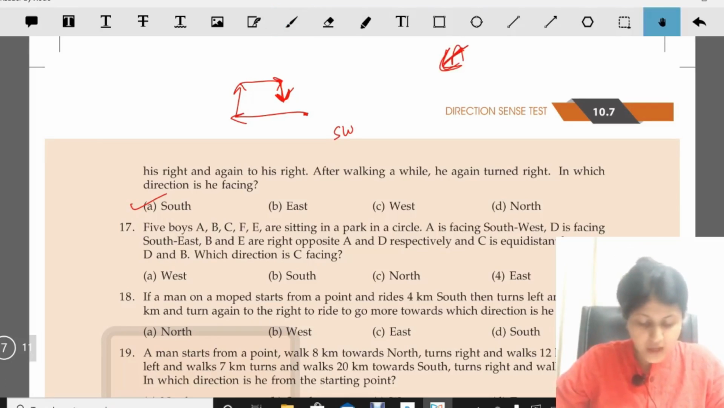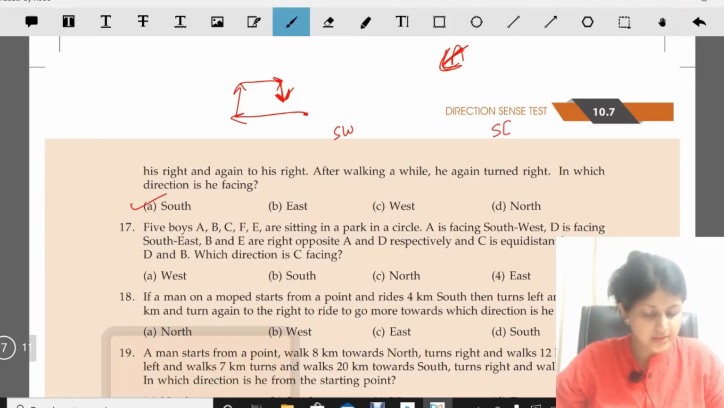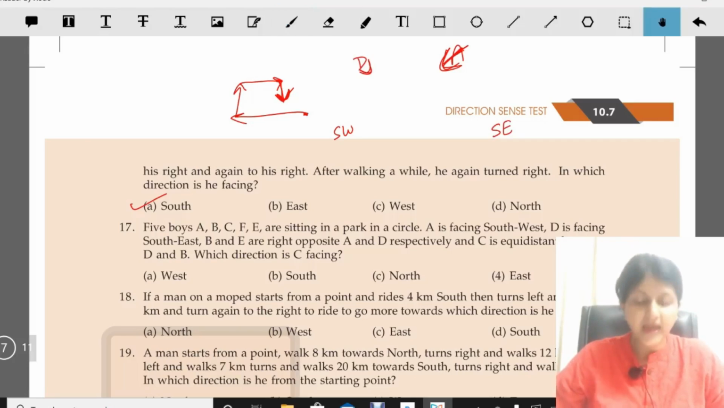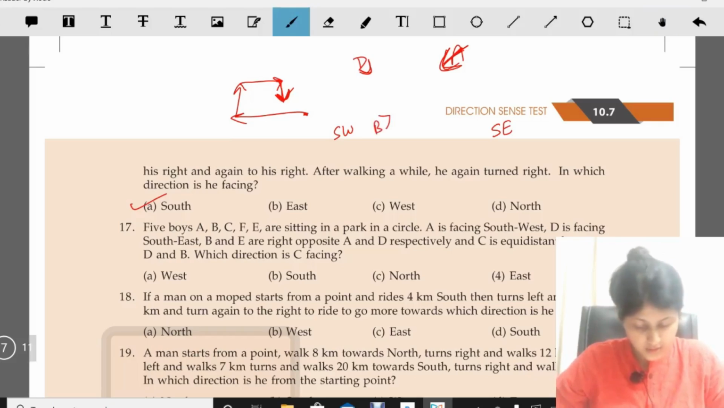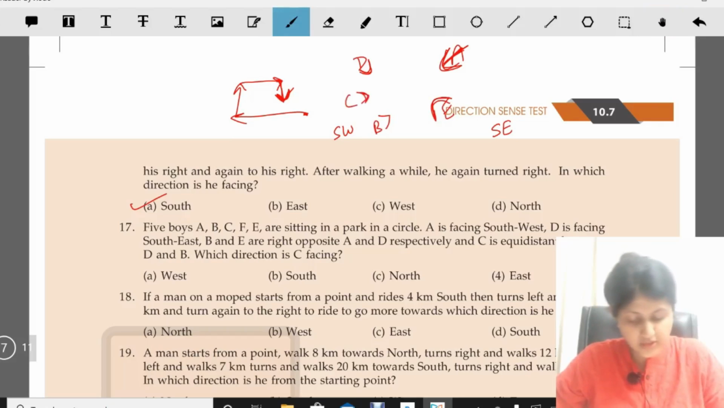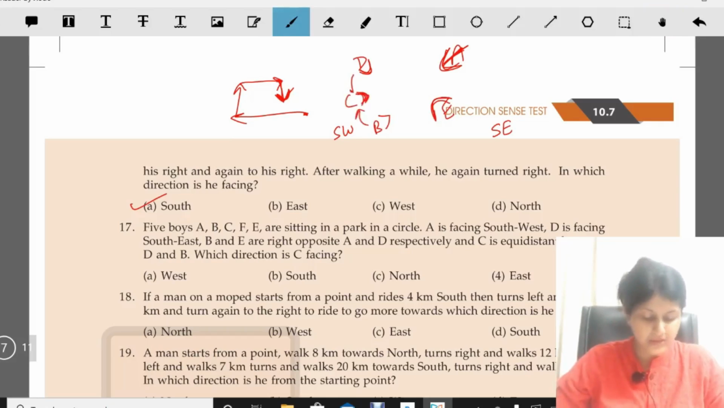D is facing southeast. Southeast is this. So D is standing here. There are 5 places. B and E are right opposite A and D respectively. So if A is here, B is standing here and E is standing here. And C is equidistant between D and B. So C is here. Equidistant means at the same distance from B and from D.